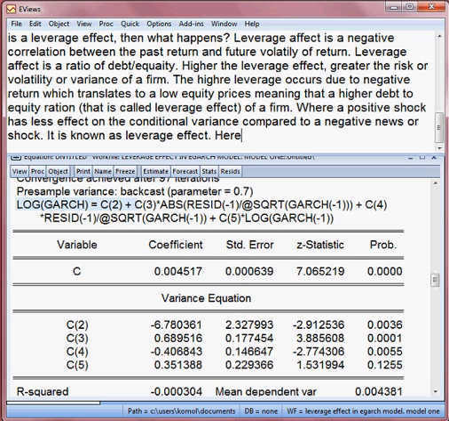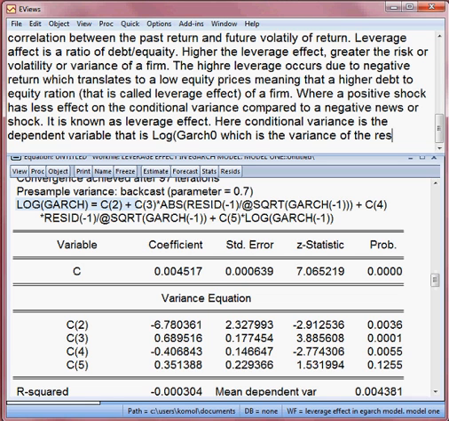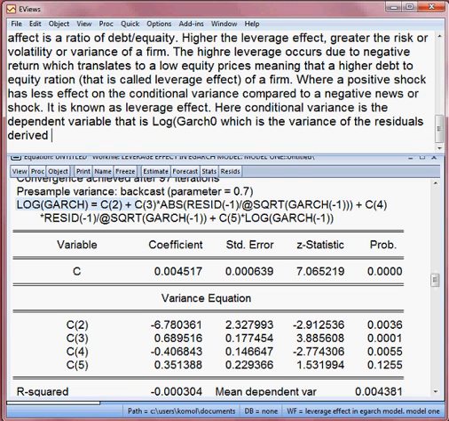And here the conditional variance is the dependent variable, that is log EGARCH, which is also the variance of the residuals derived from the mean equation.